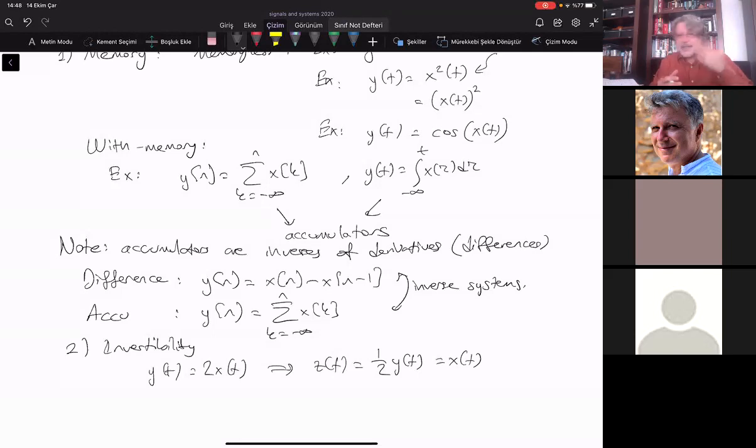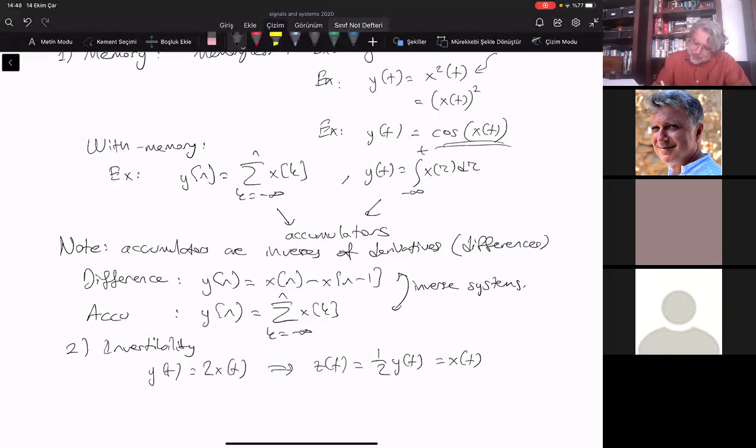Or if it is sine of x of t, what is the inverse system? It is arc sine, right? Or if it's the cosine of x of t, then cosine inverse or arc cosine will be the inverse system. Right? I'm not going to go into the details of this one because we don't have the tools. We don't know the tools yet.